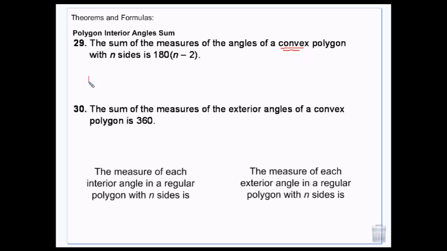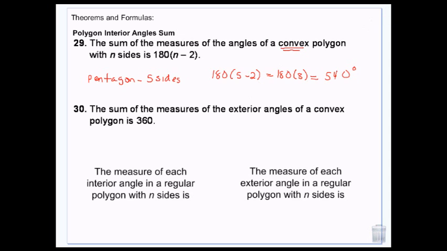So let's say I wanted to do a pentagon. That's 5 sides. So I do 180 times 5 minus 2. So 180 times 3. So 540 degrees.